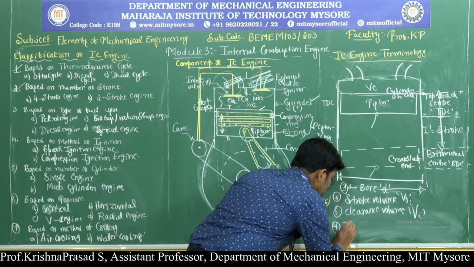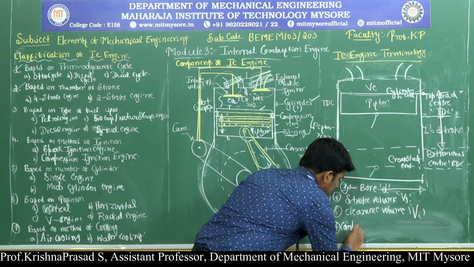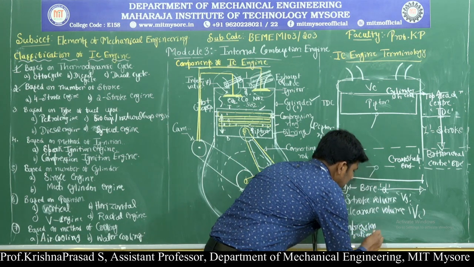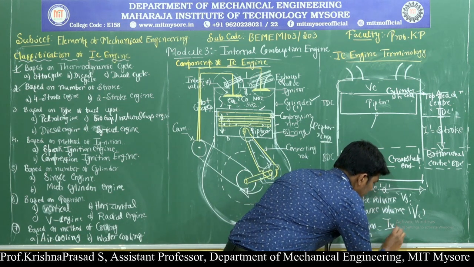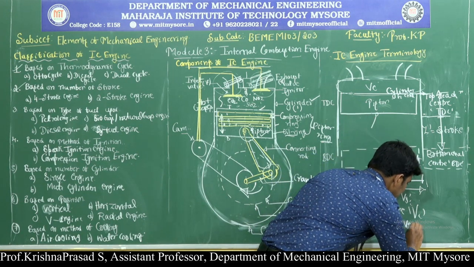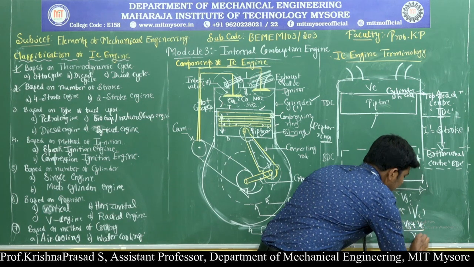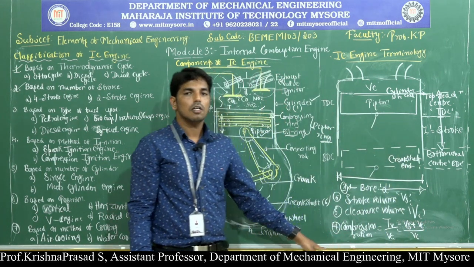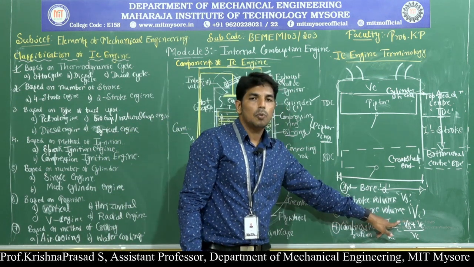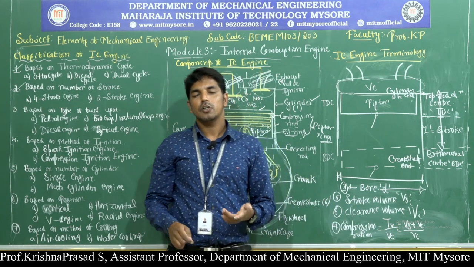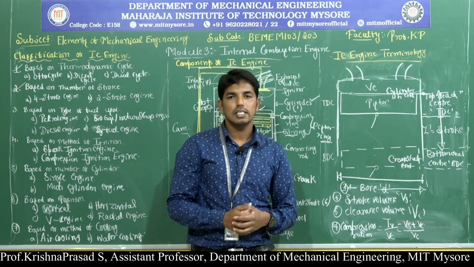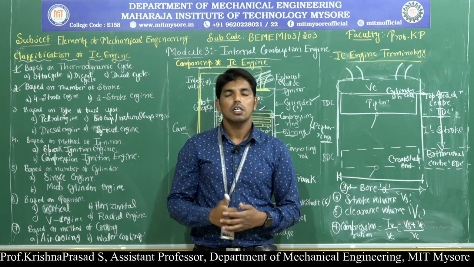The last one is called compression ratio. Compression ratio is nothing but total volume by clearance volume. So what is the total volume? That is the combination of Vs plus Vc, divided by Vc. This is called compression ratio. The compression ratio is the ratio of total volume to clearance volume. The compression ratio for a petrol engine usually ranges from 8:1 to 14:1. Similarly, for the diesel engine, it ranges from 18:1 to 24:1.